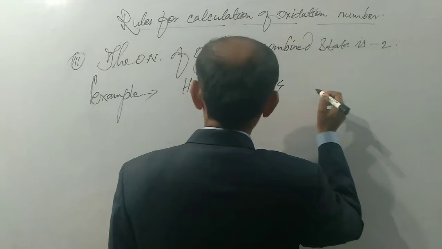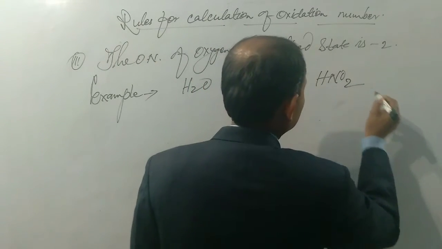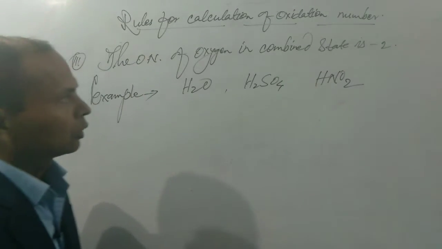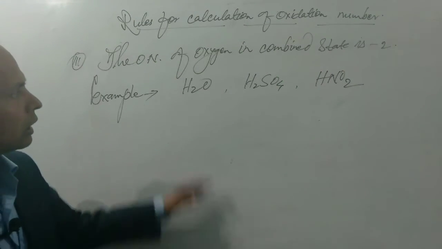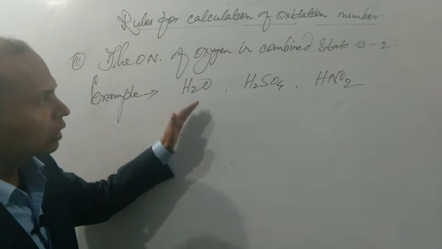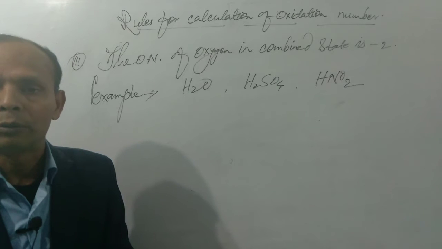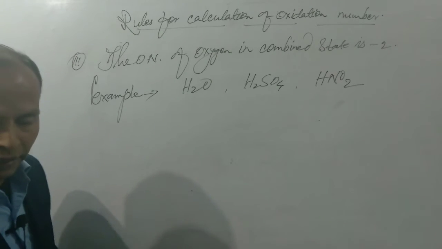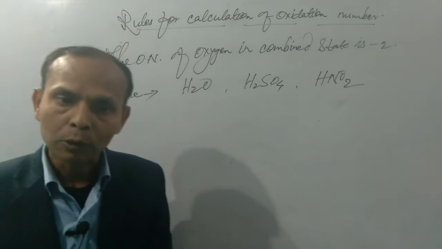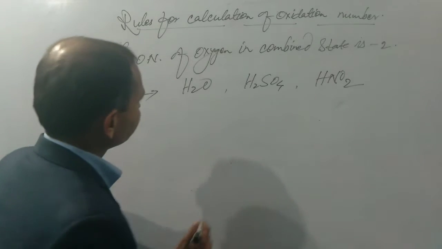Similarly, we can write another compound also, HNO2. This is the nitrous acid. In this compound, oxygen is present in the combined state. Not only these three compounds like water, sulfuric acid and nitrous acid, a large number of compounds of oxygen are present. In all the compounds, in combined state, the oxidation state of oxygen is found to be -2 generally.